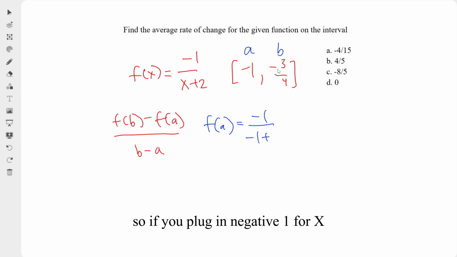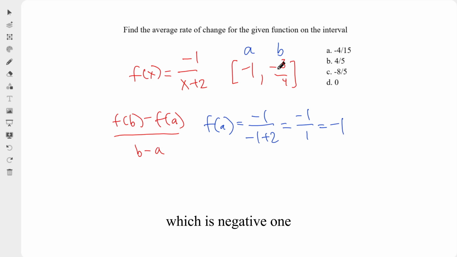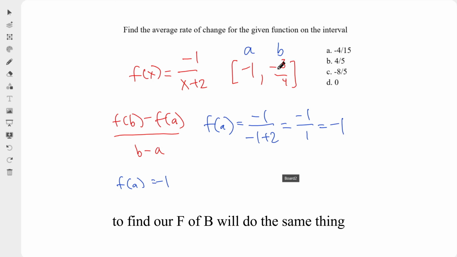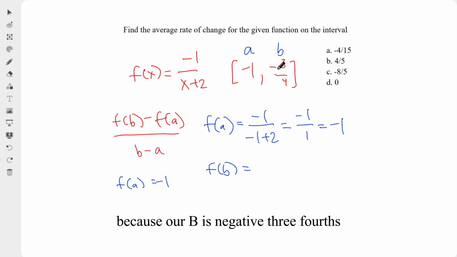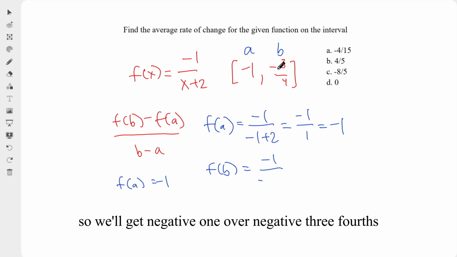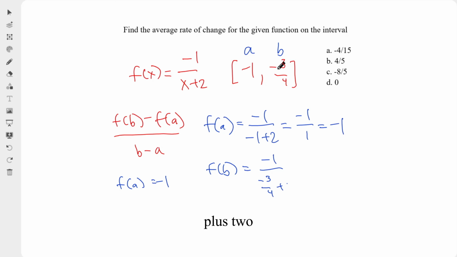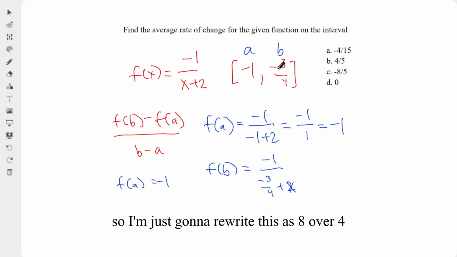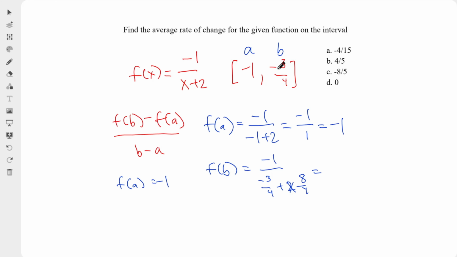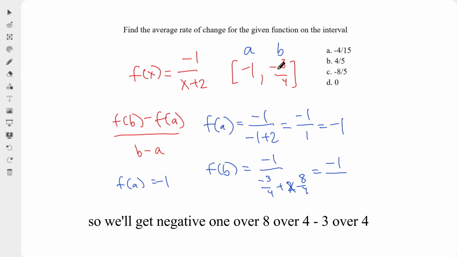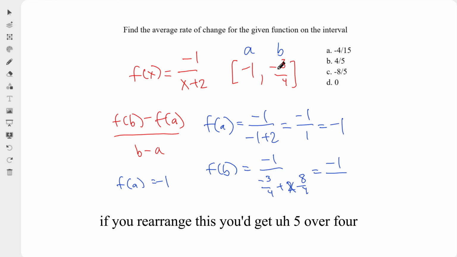So if you plug in -1 for x, we'll get -1 over 1, which is -1. So our f of a will be -1. To find our f of b, we'll do the same thing but with -3/4, because our b is -3/4. So we'll get -1 over -3/4 plus 2. 2 is the same as 8 over 4, so I'm just going to rewrite this as 8 over 4. So we'll get -1 over 8 over 4 minus 3 over 4. If you rearrange this, you'd get 5 over 4.